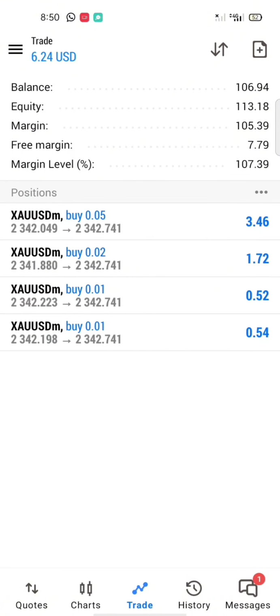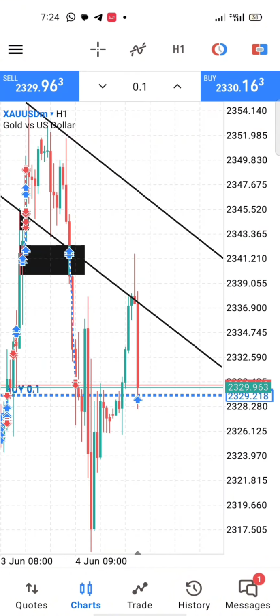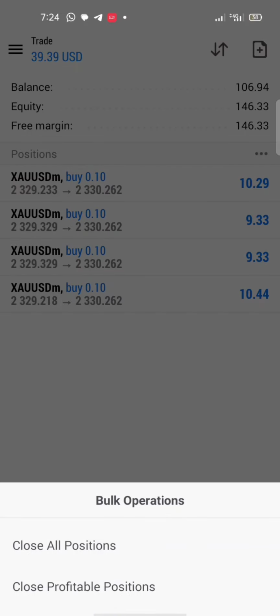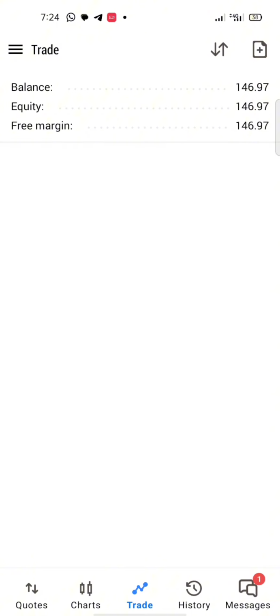I'm making a few profits now, $6 in profits. From $106.94, we're now currently at $113.18. The trade is buying up in our direction. I'm currently closing up positions in profits. Currently we're at a balance of $146.96.